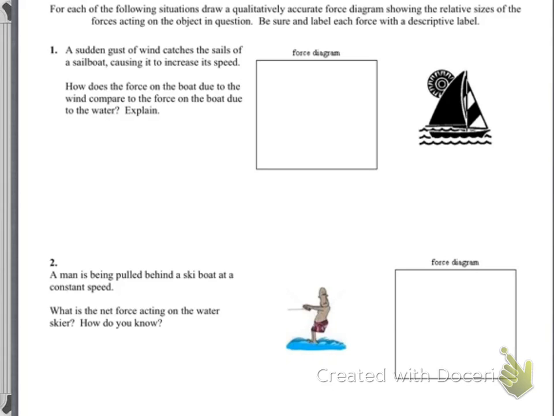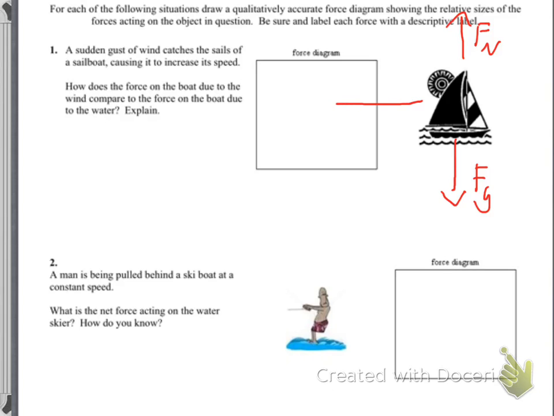So we'll go ahead and get started with number one, where a sudden gust of wind catches the sails of a sailboat, causing it to increase its speed. So we're going to want to draw our force diagram. We're going to have the boat being pulled down by a force due to gravity. We're going to have an equal and opposite force, the normal force of the water, acting against it to keep it afloat.